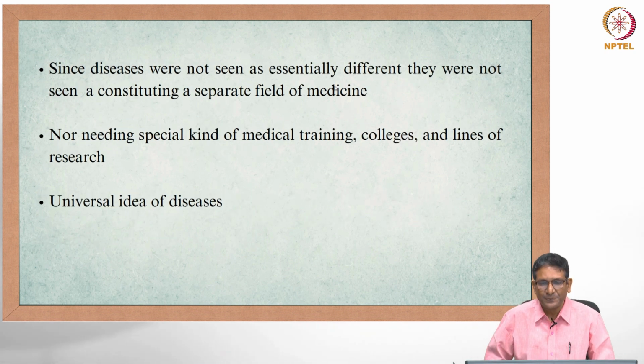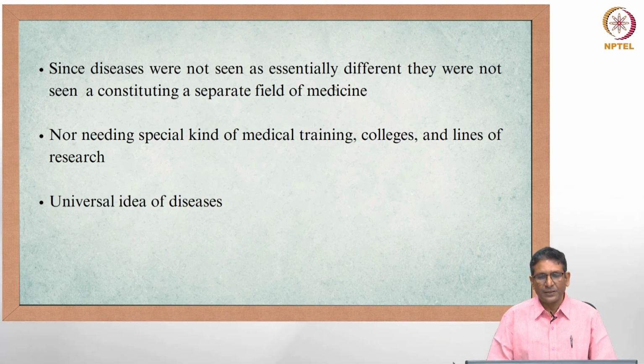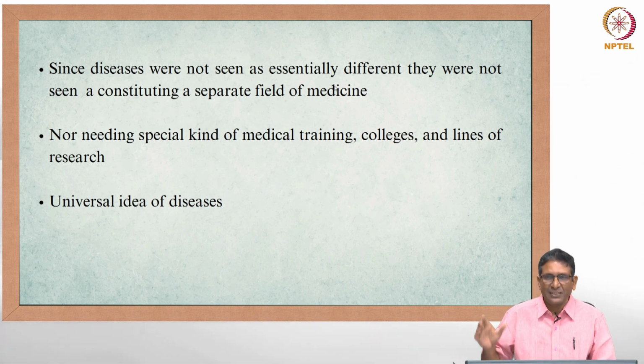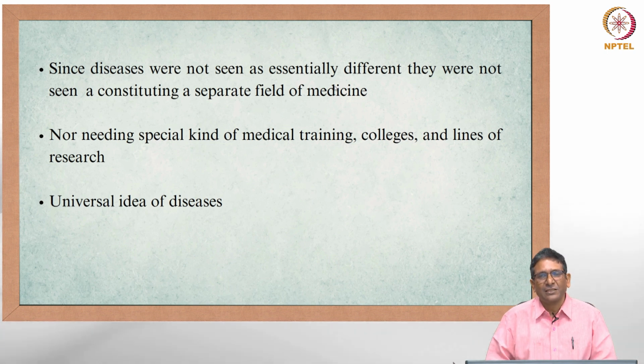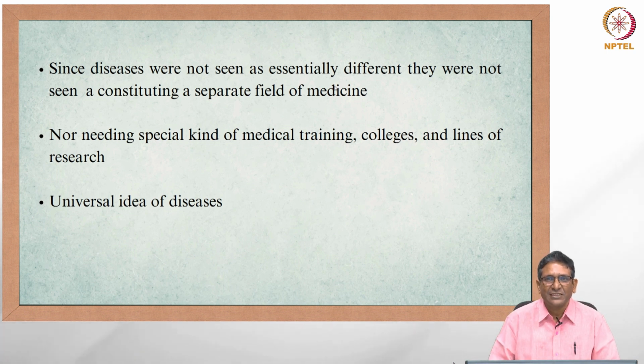But disease as such was not seen as being different. So therefore, there was no need for looking at it as a separate field of medicine, and therefore there were no special schools or colleges of tropical medicine, or different lines of research. So disease was the same, the same kind of disease, so it was taught in any school. So the same understanding could be applied according to the different virulent ways in which certain diseases were being manifested because of certain things. Otherwise, there was a universal understanding of diseases.